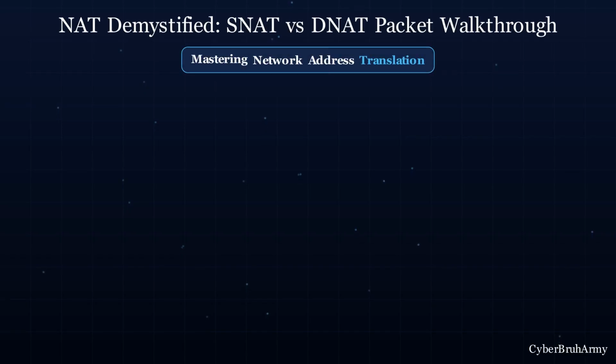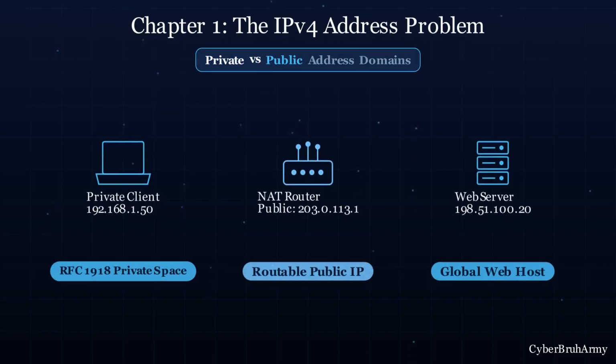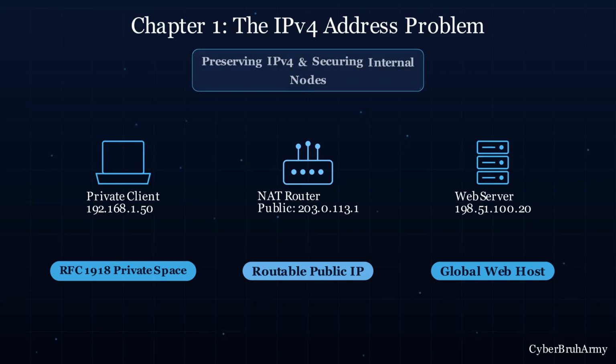Network address translation is the cornerstone of modern routing, enabling seamless communication between private networks and the public internet. Private IP addresses like 192.168.1.50 are non-routable over the public internet, requiring an NAT gateway to bridge the gap. NAT substitutes non-routable internal IP addresses with valid public addresses, solving IPv4 exhaustion and masking internal topology.